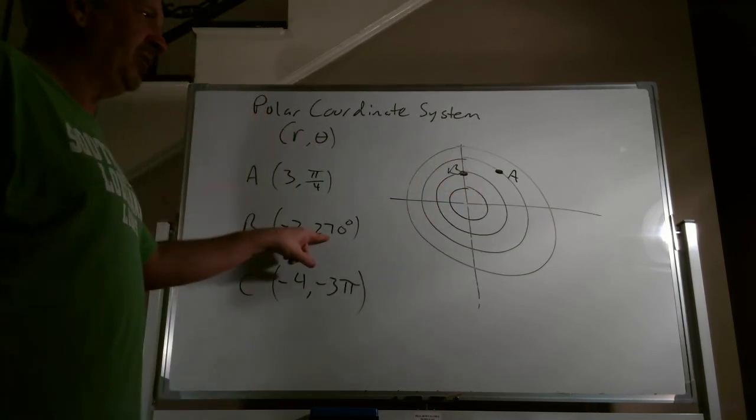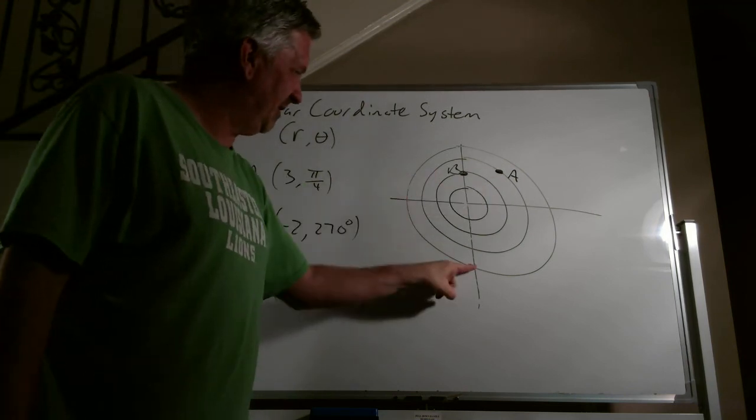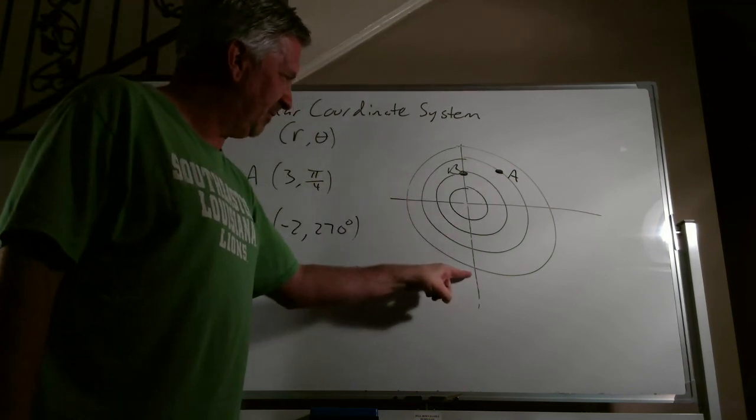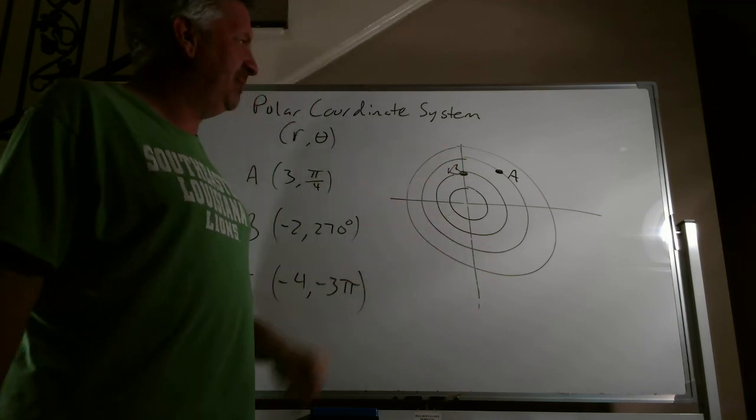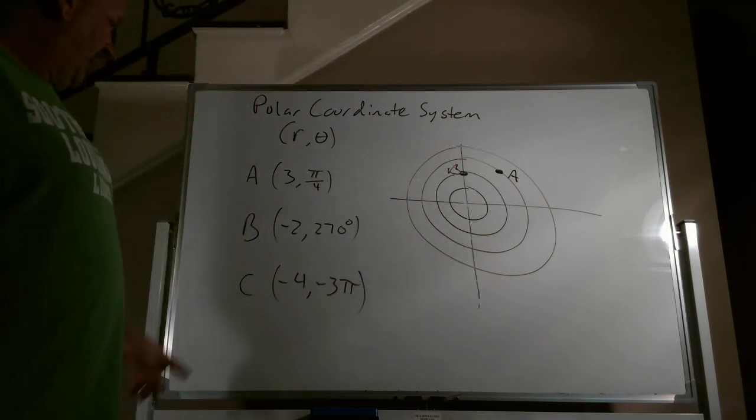Which sort of ruins the 270, doesn't it? Because 270 was here, and you expect the point to be here, but it's actually back there because r is negative. Okay, let's do another one like that.